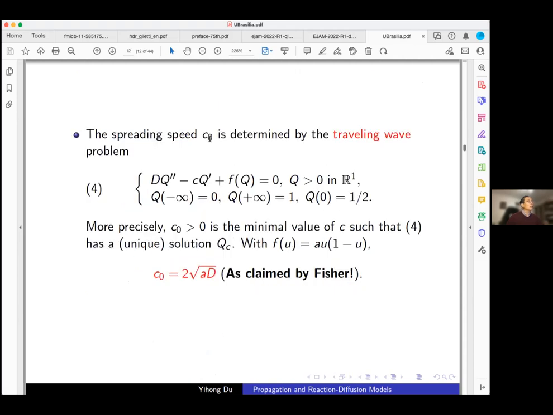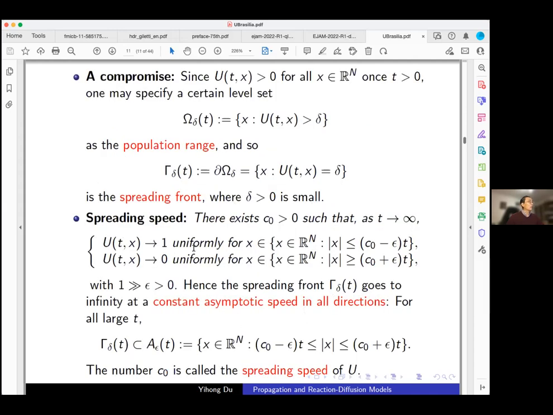And how to determine C0? Well, the same kind of thing. You look for a self-similar solution or traveling wave solution, and you solve this problem. And again, Fisher and KPP observed the same thing. For this problem, when C is greater than or equal to some C0, C0 should be really 2 square root of f derivative at 0 times d. And in the case of Fisher nonlinearity, this is exactly 2 square root AD. So the spreading speed is indeed C0 as claimed by Fisher. So this is a rather convincing proof.